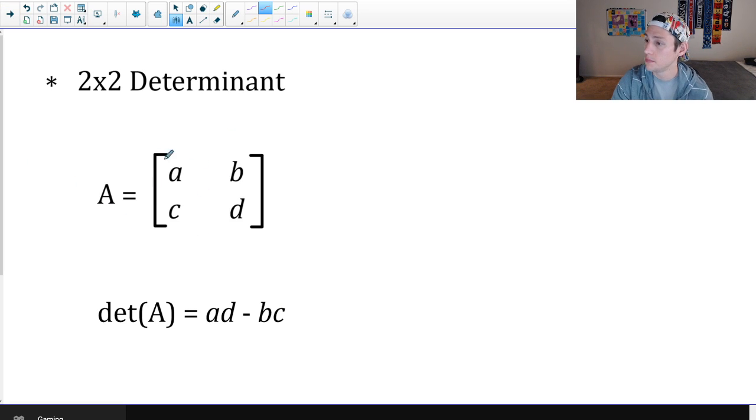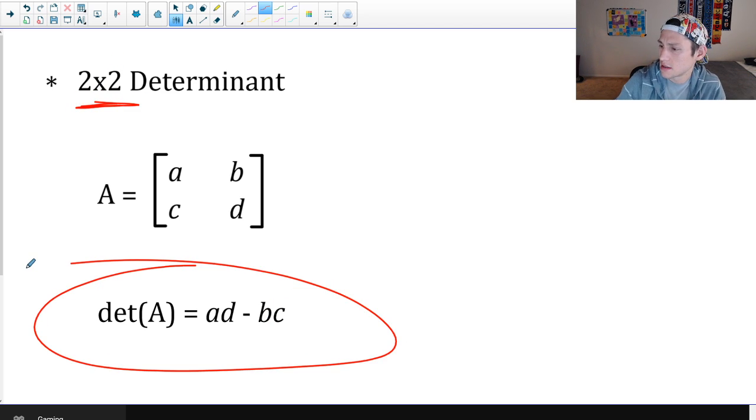Okay, so the first way we're going to talk about, there's different ways to calculate the determinant depending on the size of the matrix. So what's nice for a 2 by 2 matrix is we can just use this little formula here. Once we get to larger matrices, it gets a lot harder, but it's nifty for a 2 by 2 matrix that we can just calculate the determinant like this.